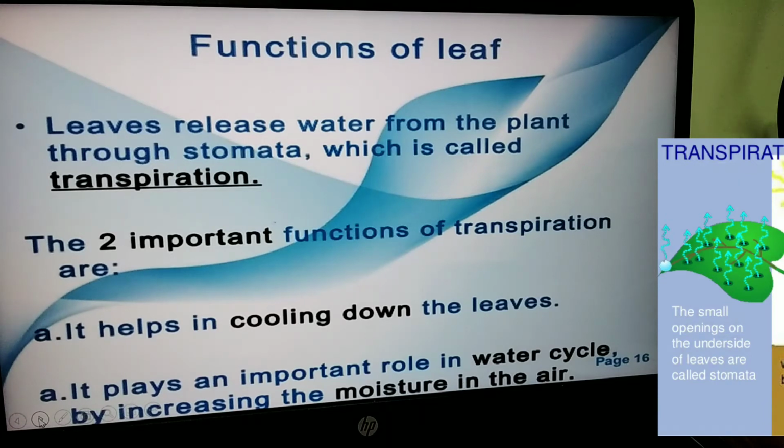Some other functions of the leaf are: leaves release excess water from the plant through stomata, which is called transpiration. The two important functions of transpiration are: it helps in cooling down the leaves. It plays an important role in the water cycle by increasing the moisture in the air.